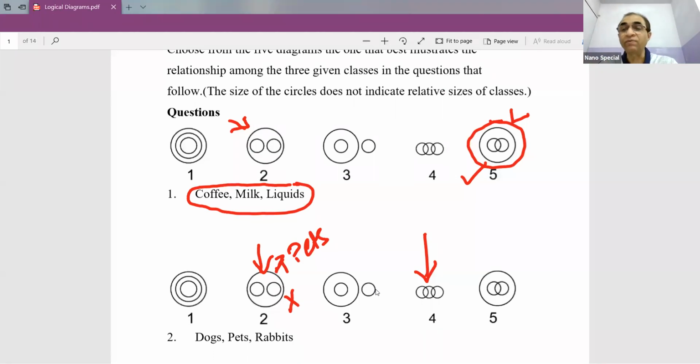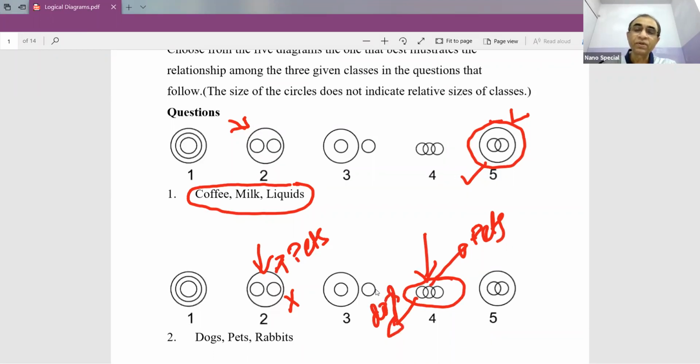So you'll be tempted to give it. These are the kind of mistakes that you will make in the exam. You will see a seemingly right answer and you will just tick it. So that is not the answer, because not all dogs are pets. Similarly, not all rabbits are pets. There may be some dogs which are pets. There may be some rabbits which are pets, and that kind of a relationship is expressed here. So if you take the central circle to mean pets, one of these circles could be dogs, the other circle could be rabbits. So that is how it could be.